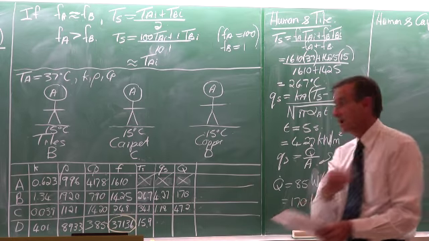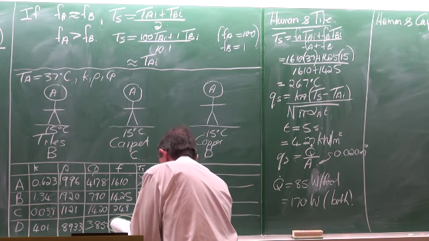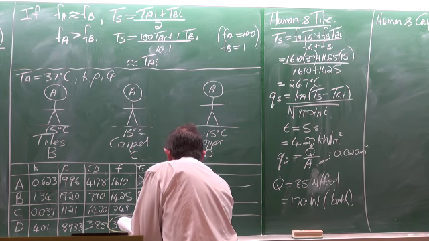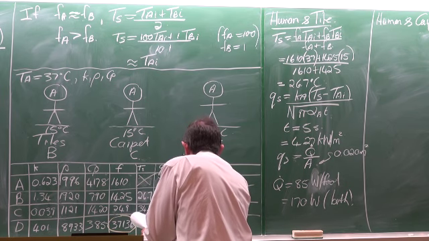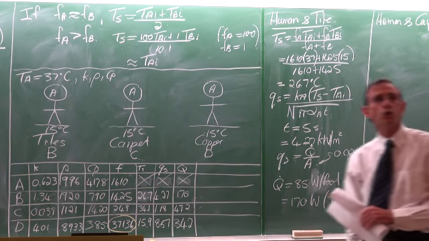Okay, 15.9. The heat flux is going to be 8.57 kilowatts per square meter, and the total heat transfer rate is going to be 342.